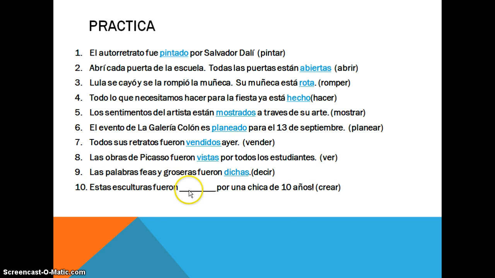Estas esculturas fueron blank por una chica de 10 años. So these sculptures were created by a girl, a 10-year-old girl. And by the way, I need my upside down exclamation there. Sorry about that. So estas esculturas fueron creadas, and that is because I am saying the sculptures were created by the girl, and the sculptures are feminine and plural. And that is it. I hope that helped.